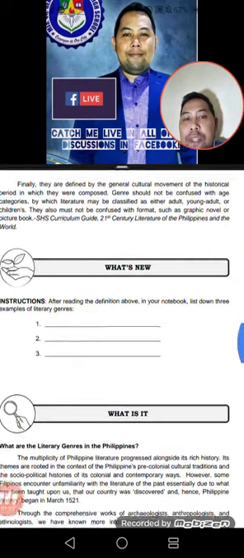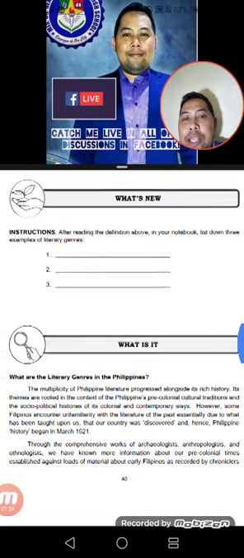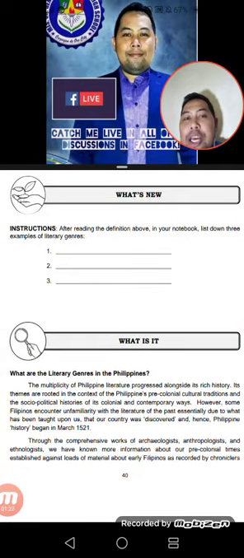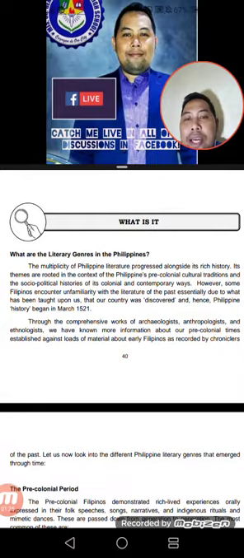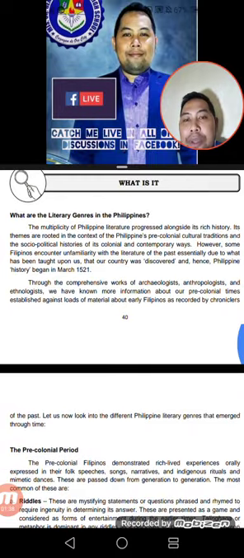So, what's new? Instruction: after reading the definition above, in your notebook, list down the 3 examples of literary genre. So list down there the 3 examples of literary genre. What are the literary genres in the Philippines?